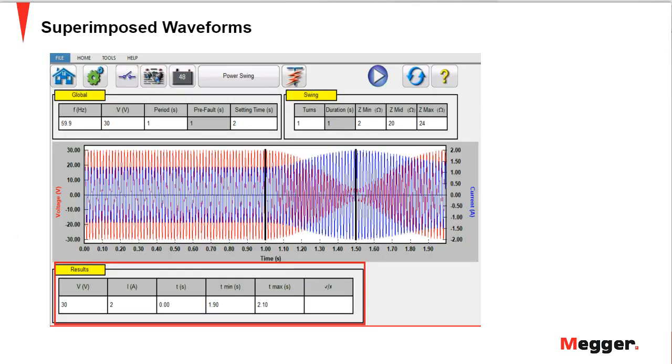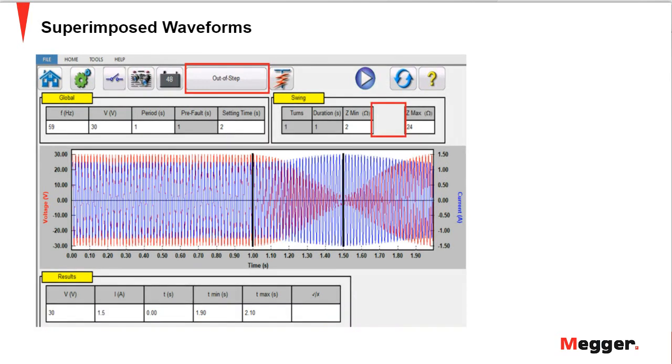Oh, and this is where you will see the results if there is a trip from the relay or the signal. In the case you're doing power swing, what you do is you put here the power swing blocking signal, and you verify that the power swing blocking signal is asserted for whatever time you think it should be asserted.